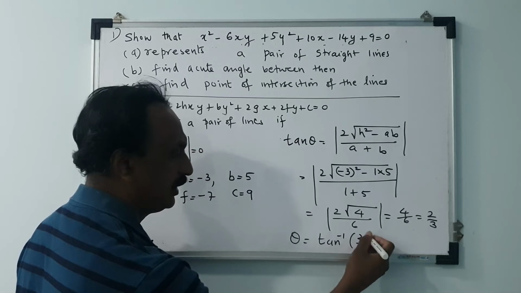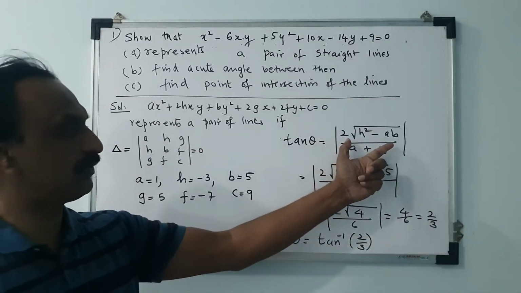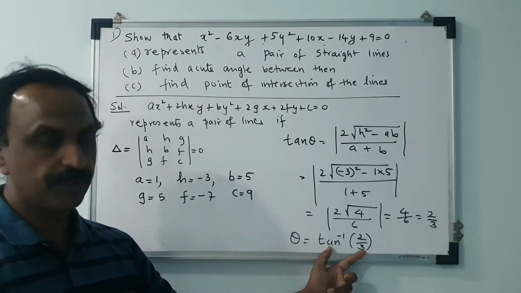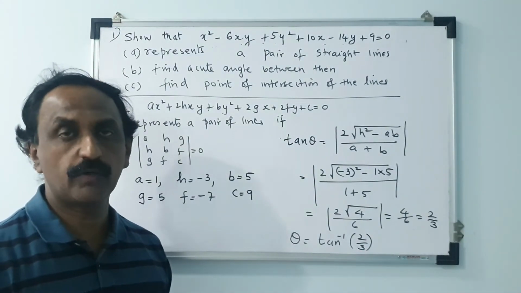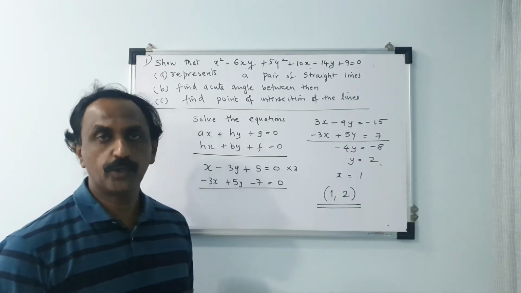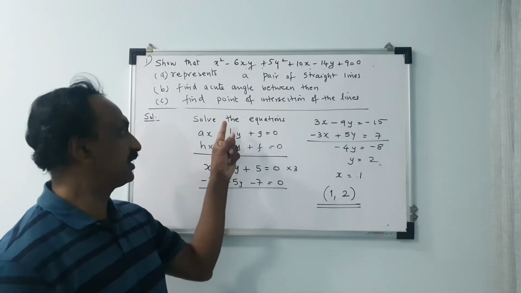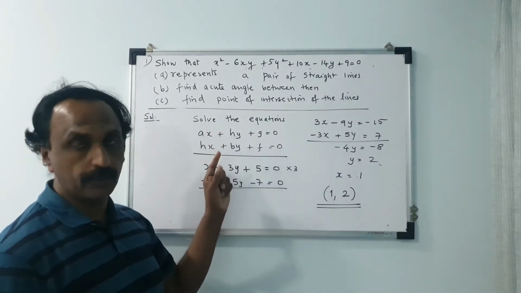You must have noticed that we have calculated the acute angle because we have taken the modulus. So theta is tan inverse 2 by 3. This is the acute angle between the pair of lines. Now we will find the point of intersection. Point of intersection is obtained by solving these two equations.